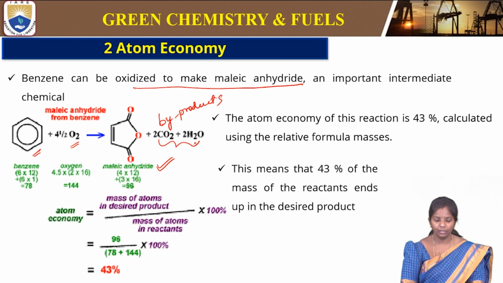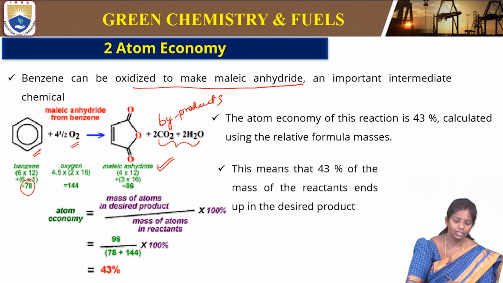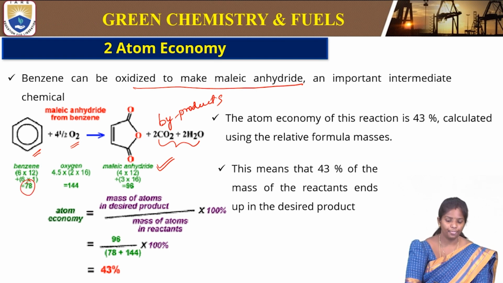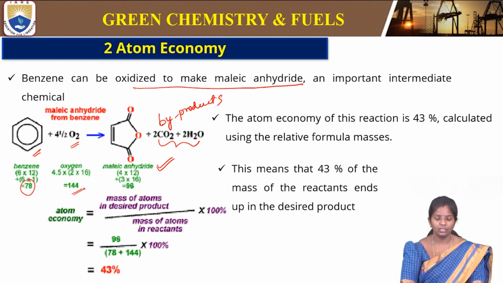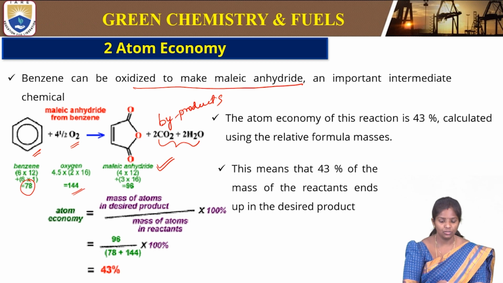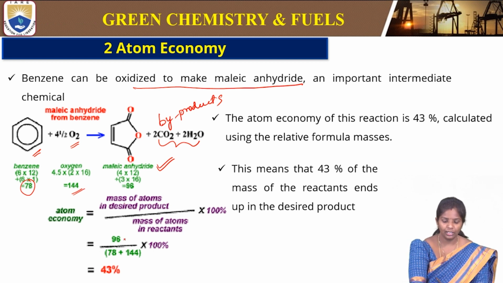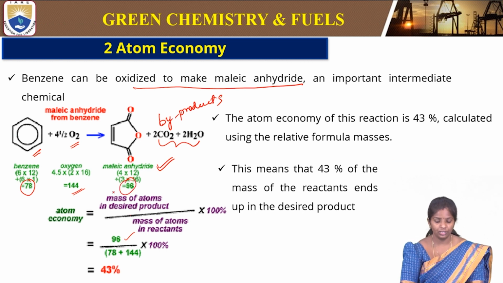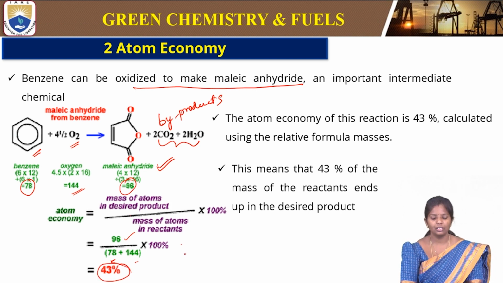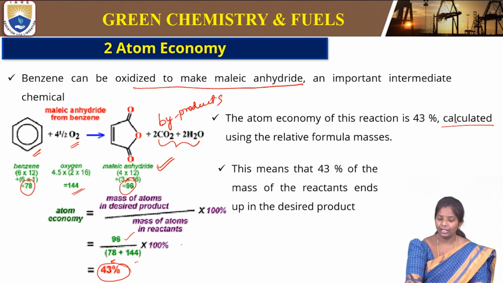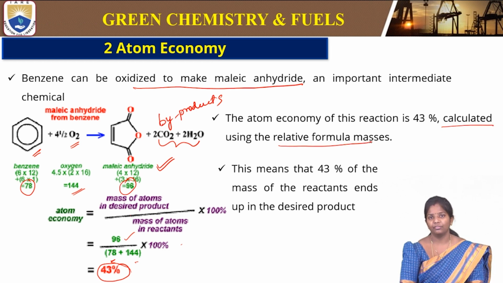So what is the atom economy here? If we calculate the total mass, it is 78 for benzene and 144 for oxygen, since 4.5 parts of oxygen are used. The mass of maleic anhydride is 96, so 96 divided by 78 plus 144, into 100. So only 43% atom economy is obtained. This is calculated from the relative formula masses.